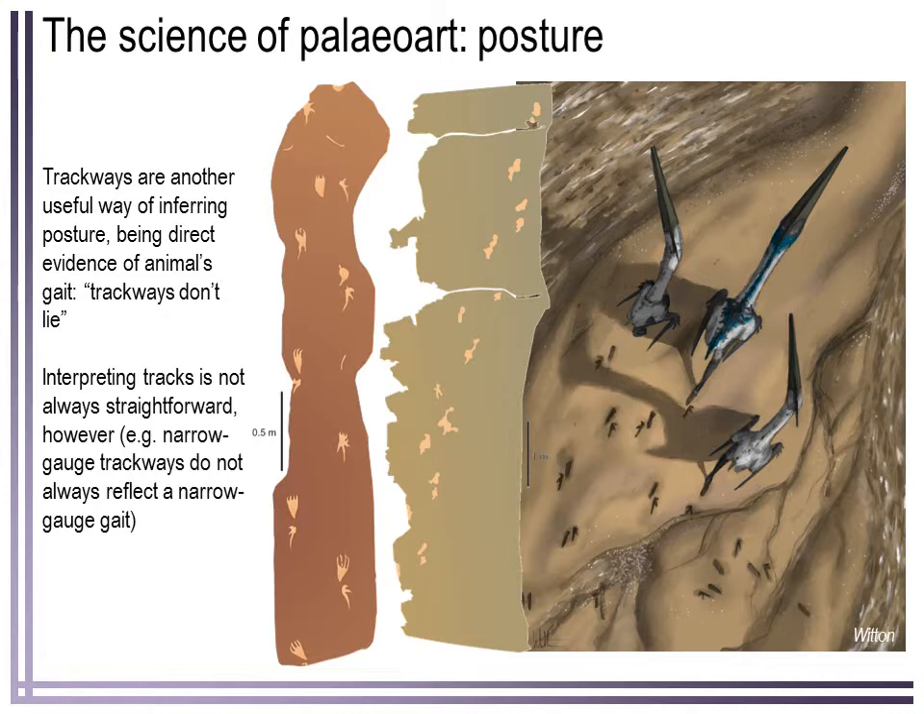Now, of course, this isn't a completely straightforward method of interpreting animal posture, because just because an animal, say, has a narrow trackway doesn't necessarily mean that the animal's limbs were being held directly underneath the body or whatever, but it can at least give us some clues as to how the animals are standing and the ways that they're carrying themselves.